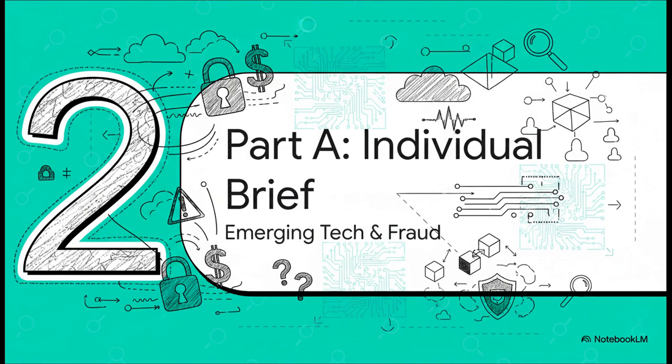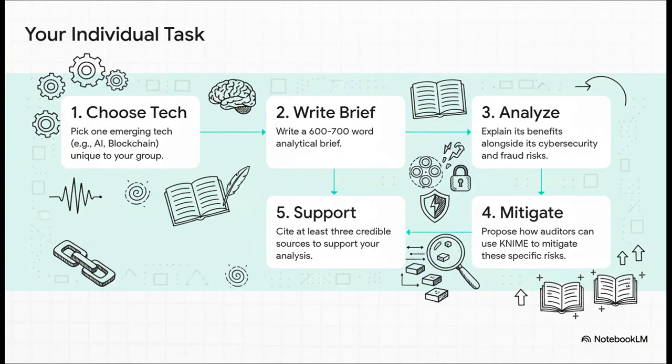Part A. This one's all you. It's your individual brief, and it focuses on emerging tech and fraud risk. So here's your individual mission step by step. First, you're going to choose an emerging technology. Think AI, blockchain, something like that.